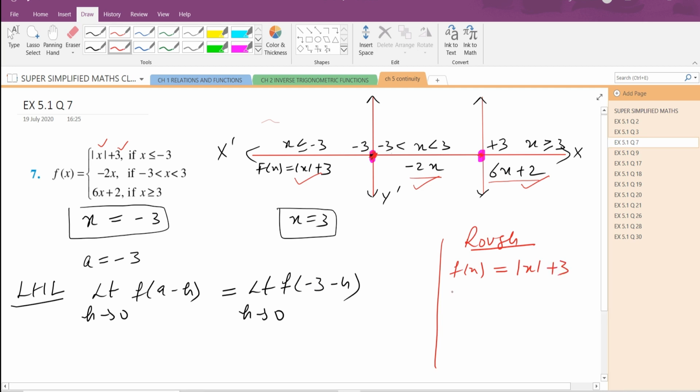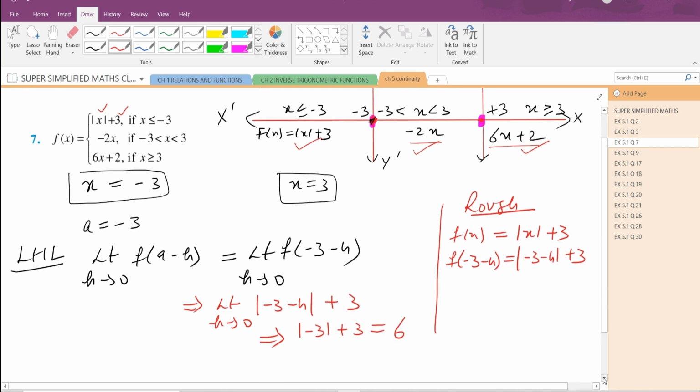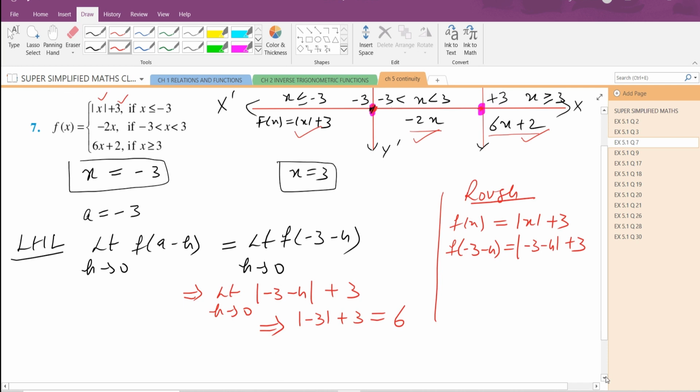And what will be f(minus 3 minus h)? So we replace x by minus 3 minus h. And hence I can write here limit h tends to 0 of modulus of minus 3 minus h plus 3. Now in place of h I can write 0, so I get modulus of minus 3 plus 3, which comes out to be 6. So I have seen that when we calculate the limit at the point a equal to minus 3, the value of the left hand limit is 6.